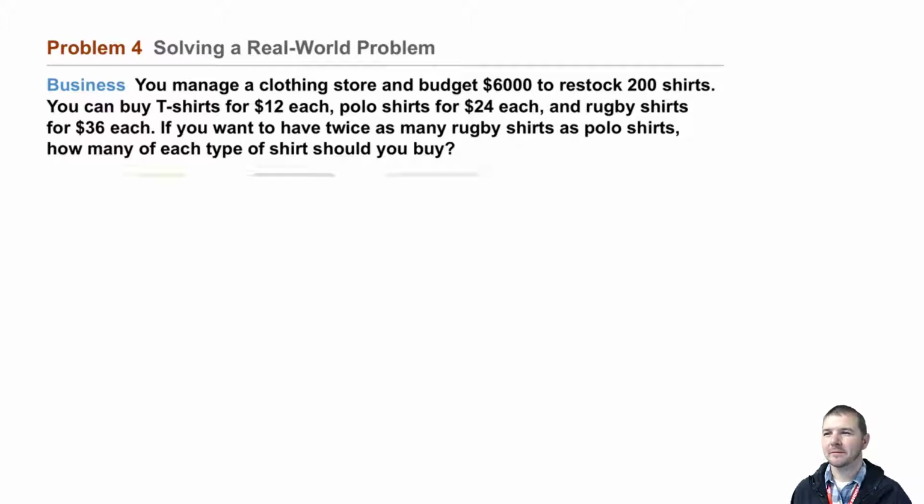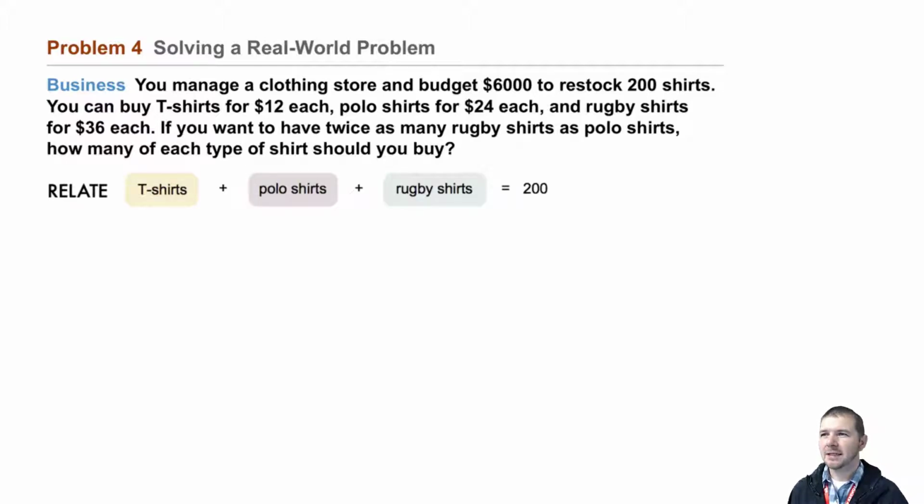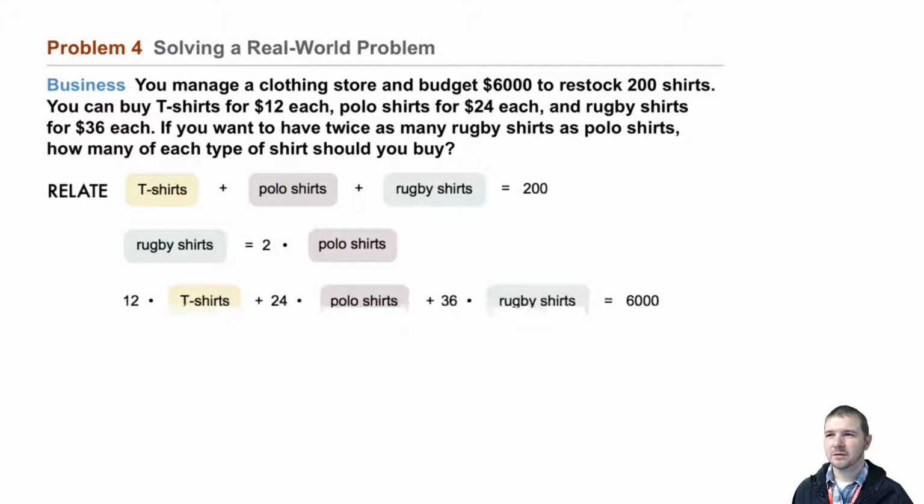should you buy? First, relate the quantities. T-shirts plus polo shirts plus rugby shirts equals 200. Rugby shirts equals 2 times the number of polo shirts. 12 times t-shirts plus 24 times polo shirts plus 36 times rugby shirts equals 6,000.